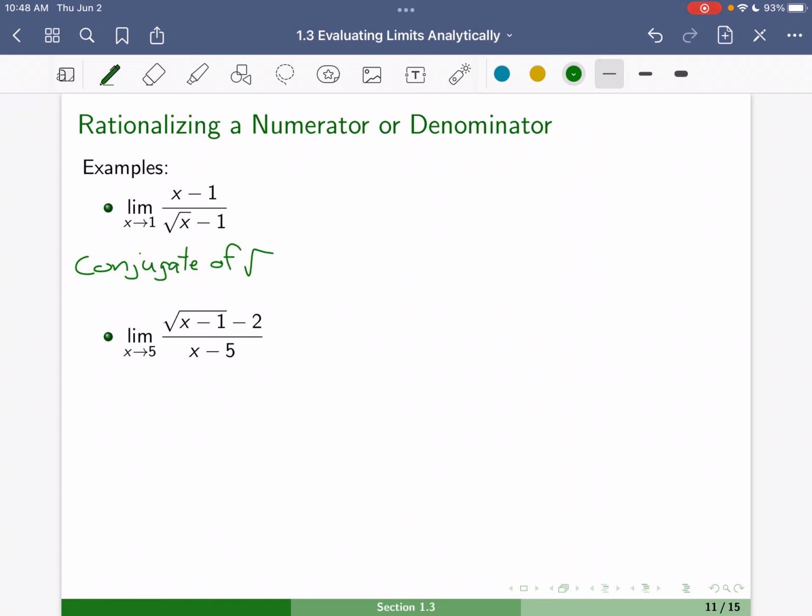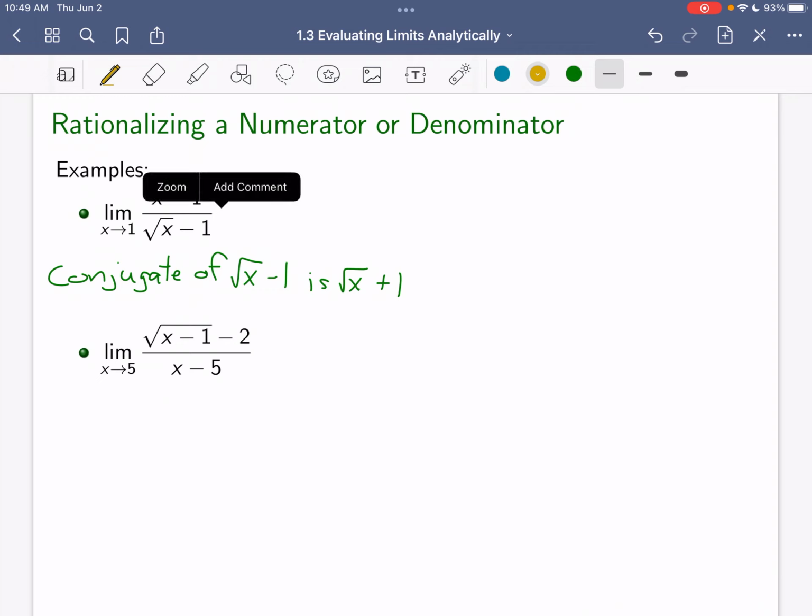So remember, the conjugate of square root of x minus 1 is square root of x plus 1. We're going to change the sign right here from a negative to a positive. Similarly, the conjugate of square root of x plus 1 is the square root of x minus 1. So you're just switching the sign between the square root piece and your other piece. So we're going to multiply both the numerator and the denominator by that conjugate. So we'll multiply the top and the bottom by the square root of x plus 1.